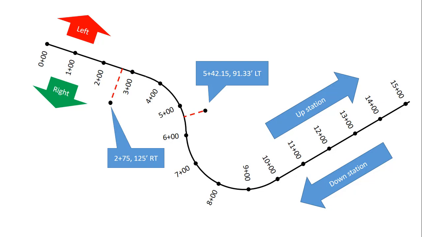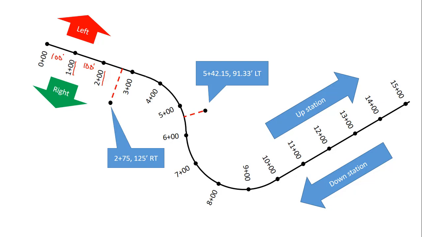Our first station is 0 plus 00, and our full stations are written as 1 plus 00, 2 plus 00. What that means is that from 0 plus 00 to 1 plus 00 is 100 feet. So each of these is an even 100-foot station. So from 2 plus 00 to 3 plus 00 is an even 100-foot station.